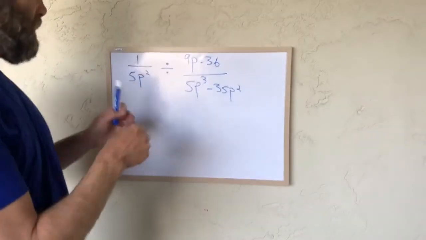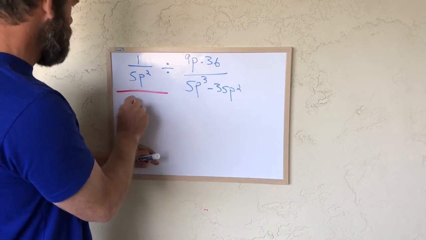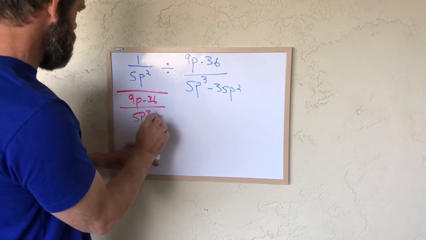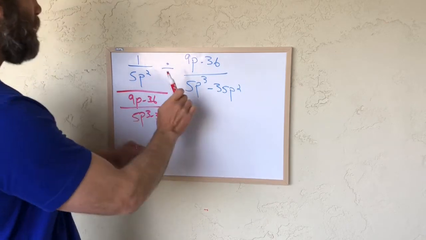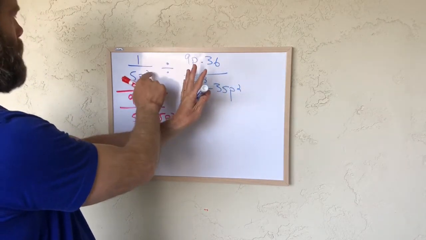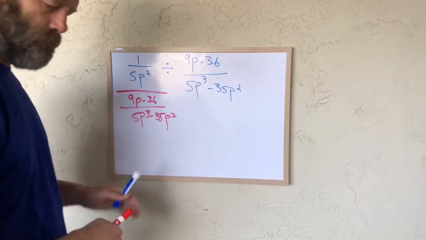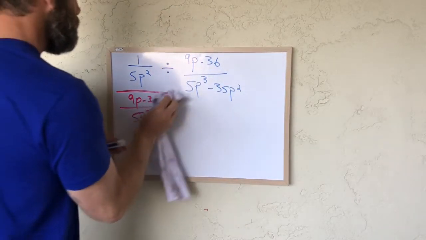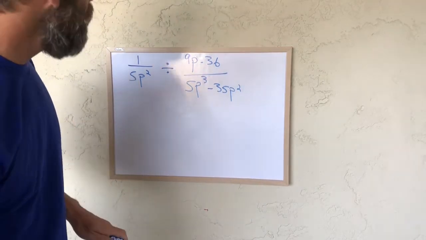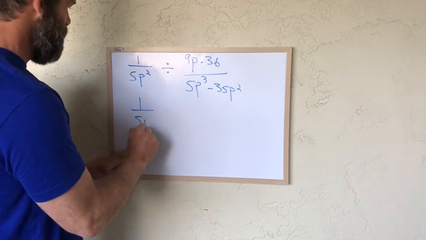Because normally, the question that I gave you was 1 over 5p squared divided by 9p minus 36 over 5p to the third minus 35p squared. But 1 over 5p squared is divided by this rational expression. Now that it's set up like this, I can start simplifying everything, making it super easy. First off, I can't reduce anything here, so I'm just going to leave this 1 over 5p squared.